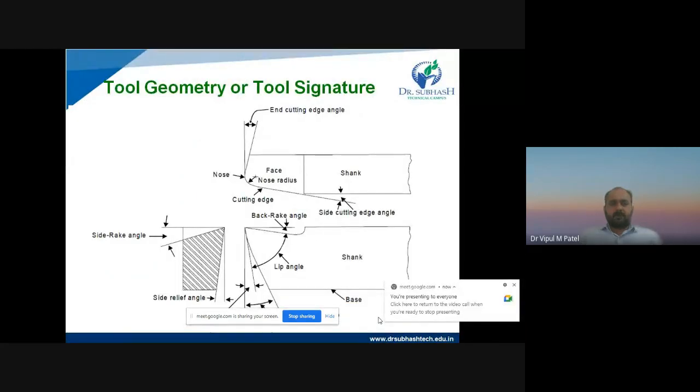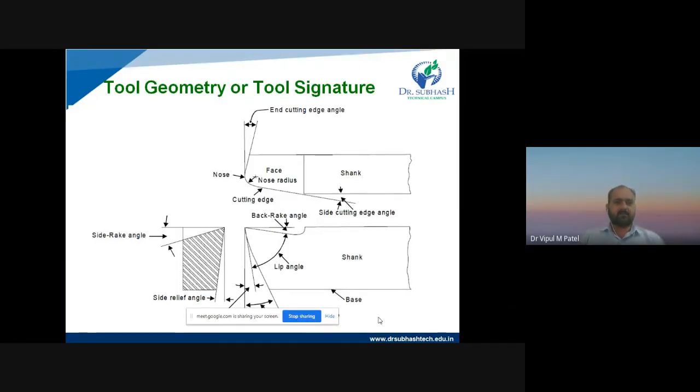That is, different types of parameters of the single point cutting tool and cutting edge angle. What is nose? What is nose radius? What is face of the tool? What is shank of the tool? Back rake angle, side cutting edge angle, lip angle, shank, base, side relief angle, and side rake angle. So try to understand the different important areas of the single point cutting tool.